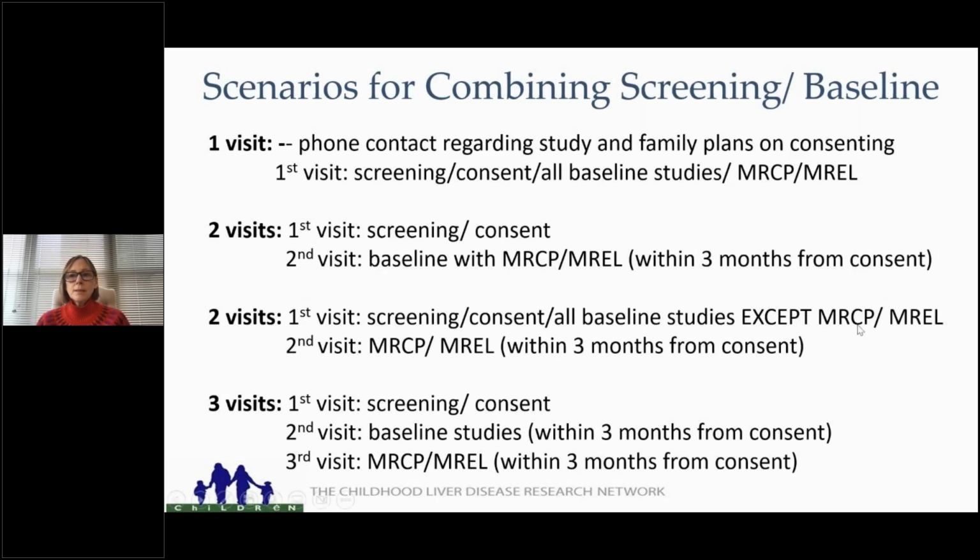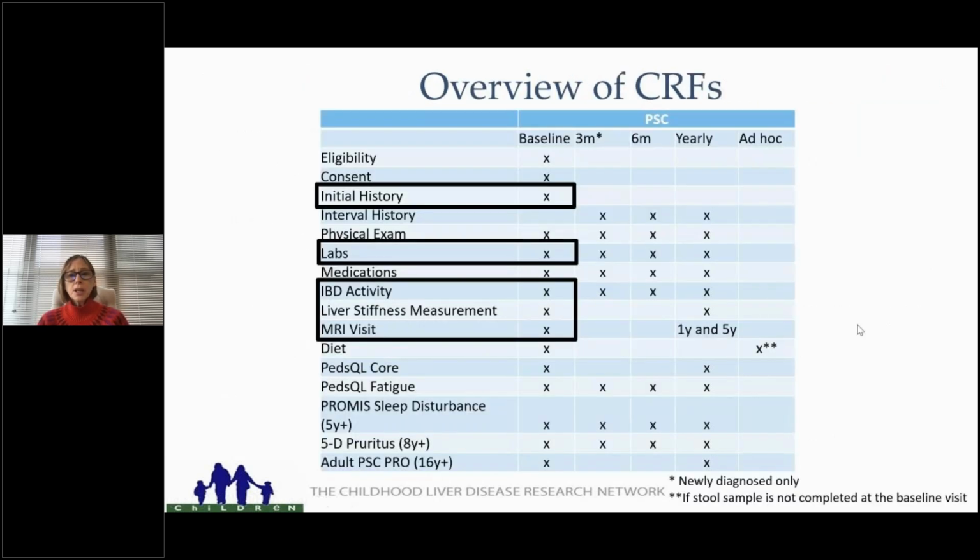All right. Should we go on to the next one? This is just a snapshot for everyone of the visits and the associated CRFs. In the next few slides, I will highlight some of the issues regarding the initial history CRF, the lab CRF, and then the IBD activity, liver stiffness, and MRI visits. I did just want to provide this snapshot so you can see, again, how the majority of the data is collected at the baseline visit and then annually, with the exception of the MRI, which will just be year 1 and year 5 in that subset of patients that have a baseline one.